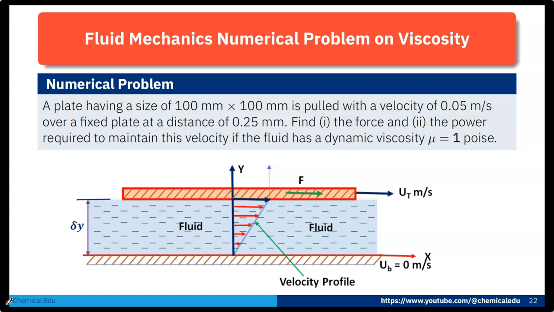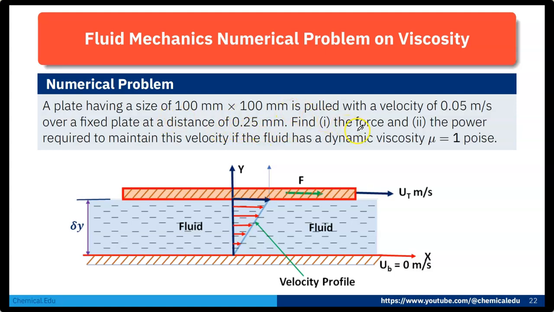Today I am going to solve one fluid mechanics numerical problem on viscosity. Here is the numerical problem. A plate having a size of 100 mm into 100 mm is pulled with a velocity of 0.05 meter per second over a fixed plate at a distance of 0.25 mm.